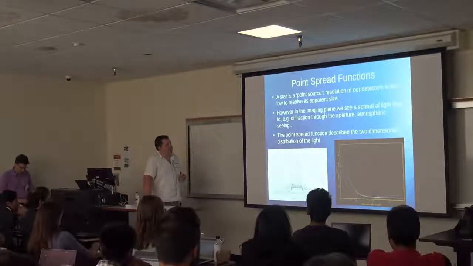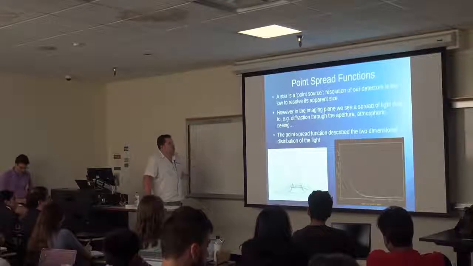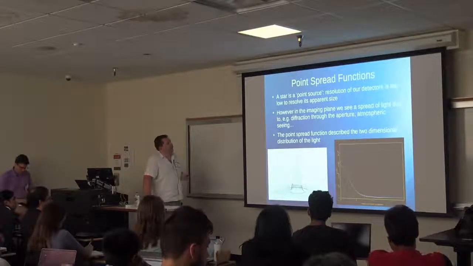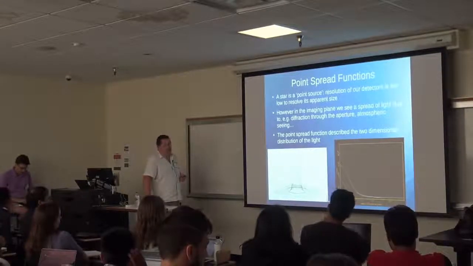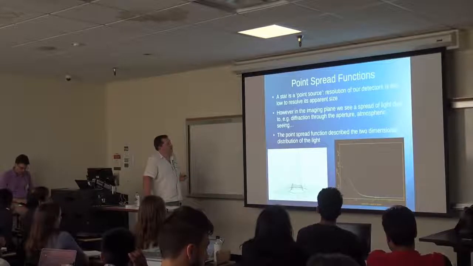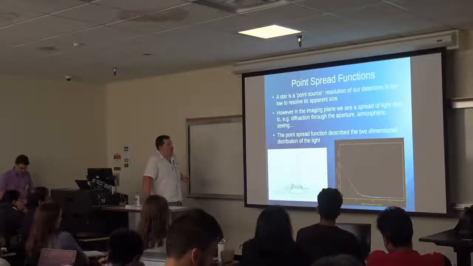A star, as we discussed, is a point source, and the resolution of our detectors is too low to resolve its apparent size. That's why we get an extended view, because we see a spread of light due to diffraction through the aperture, atmospheric seeing and so forth. So we describe this shape by a point spread function. This describes the two-dimensional distribution of the light.